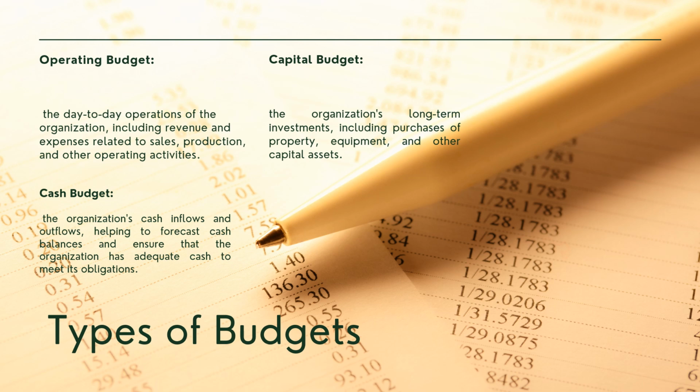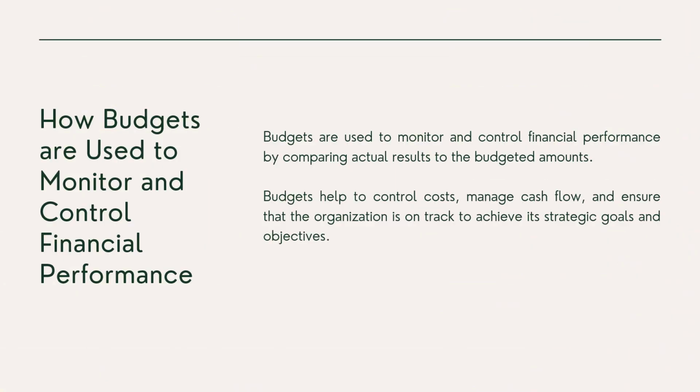So here we also have a slide on how budgets are used to monitor and control financial performance. So by regularly tracking and comparing the financial performance against the budget, managers can identify areas of variance and take corrective action to bring performance back in line with the expectations. And budgets help to control costs, manage cash flow, and ensure that the organization is on track to achieve its strategic goals and objectives.